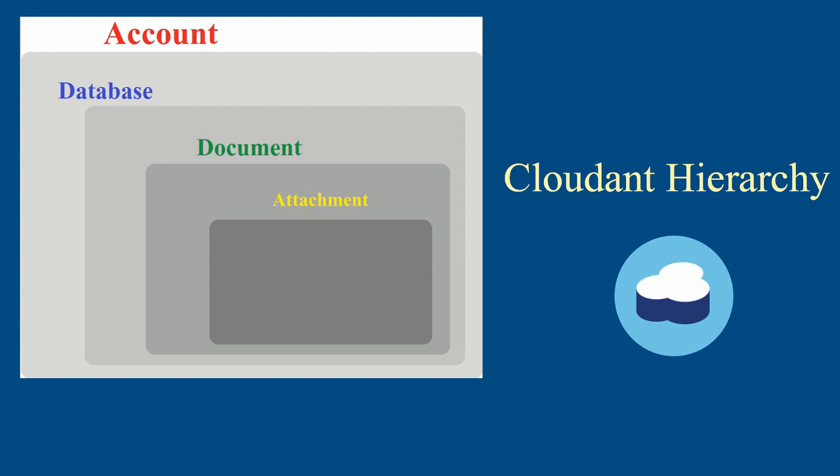So this is the hierarchy that Cloudant follows. And from now onwards, if you are using the words database, document, and attachment, don't worry and remember this hierarchy. An account can contain multiple databases, each database consists of multiple documents. A single document can consist of multiple attachments.